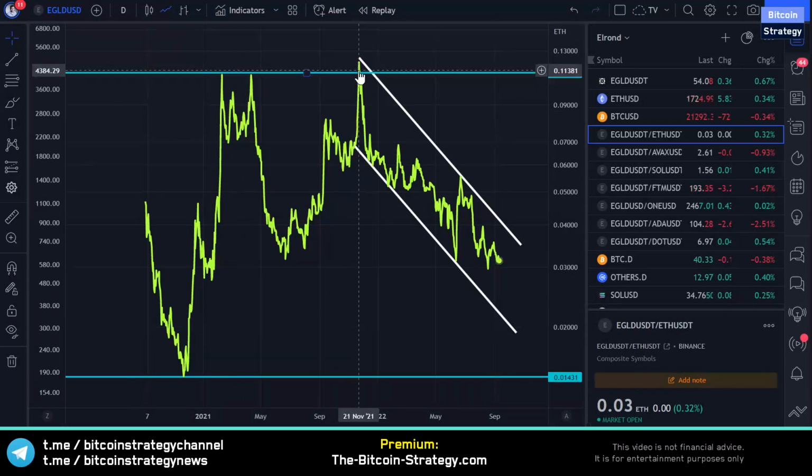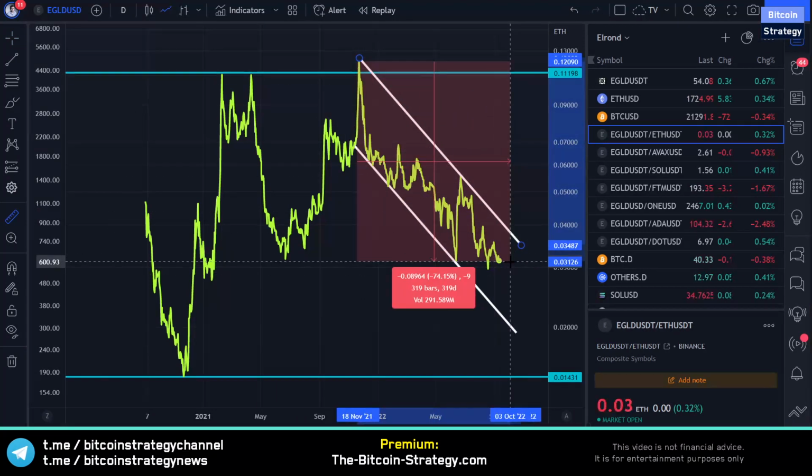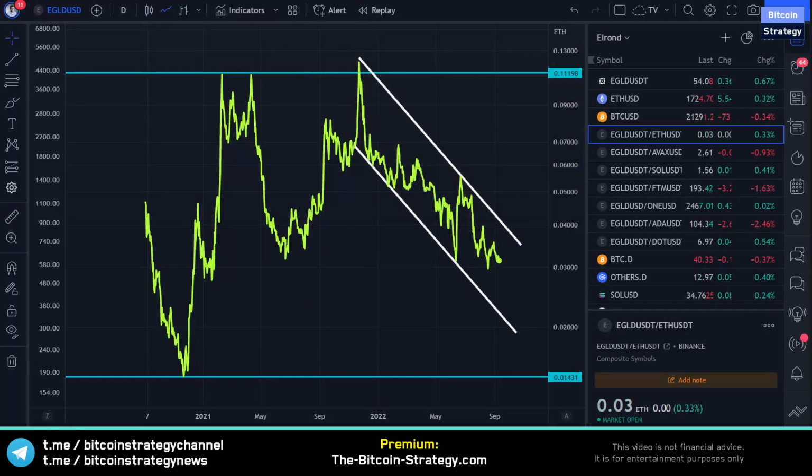This is not that positive since November of 2021, right? Quite a bit of an underperformance. So from top to today, an underperformance of EGLD by 74% roughly. But that's also because Ethereum simply performed very, very well recently.